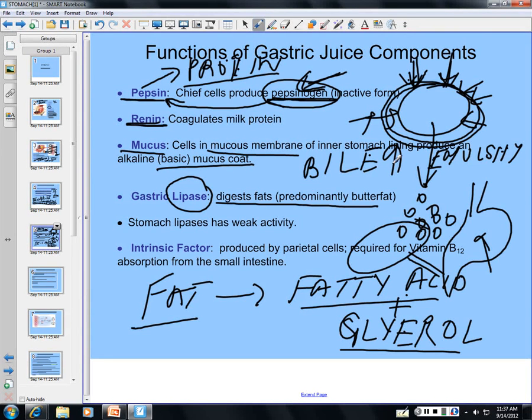Okay? Stomach lipases, like I said, have weak activity, and a very important factor called intrinsic factor is produced by the parietal cells, which is required for vitamin B12 absorption in the small intestine. In its absence, if you do not produce enough intrinsic factor, B12 will not be absorbed, and therefore the person ends up having pernicious anemia.